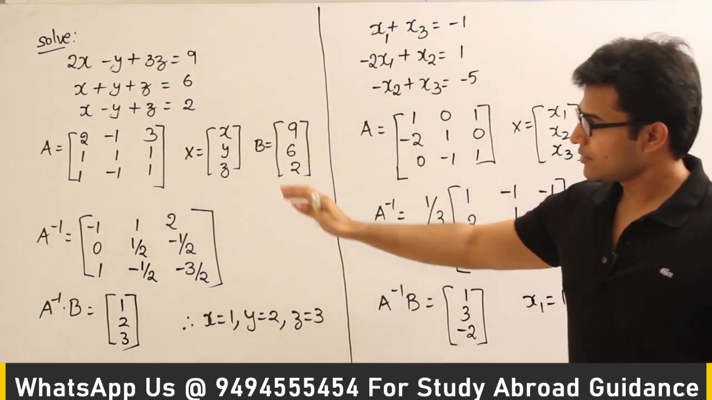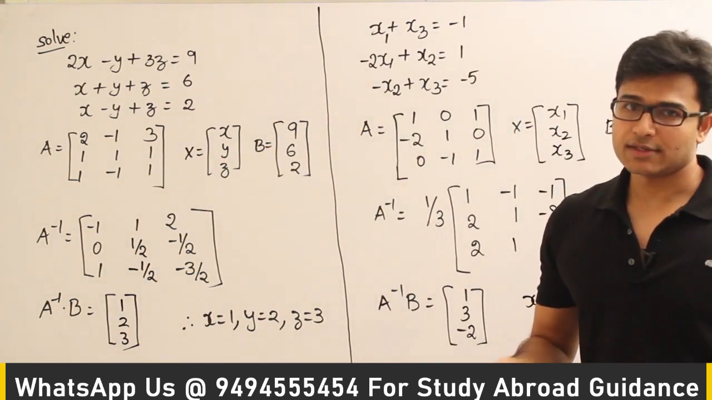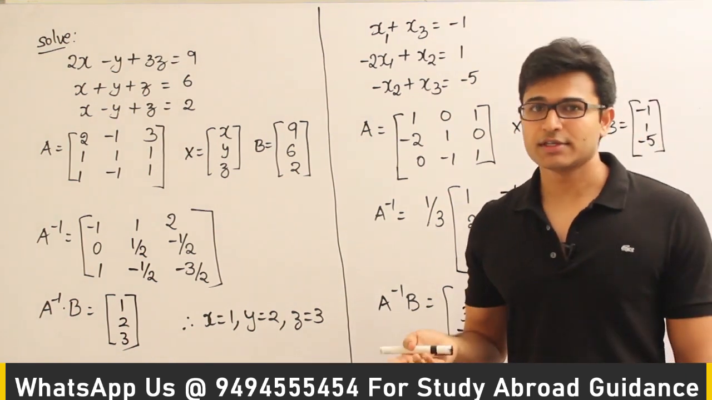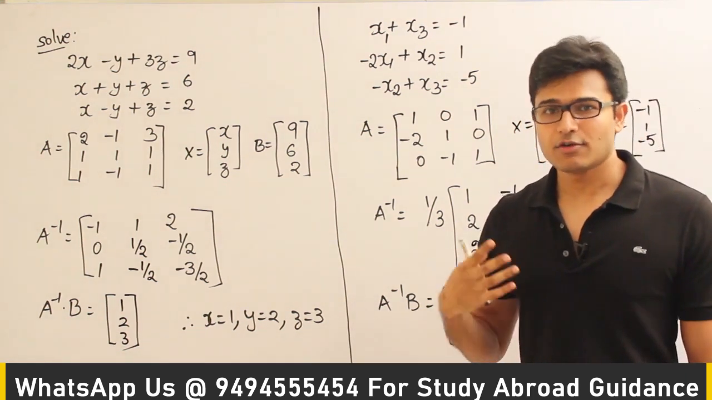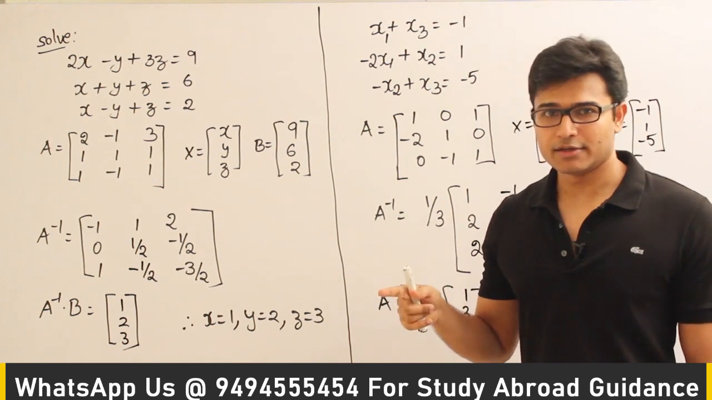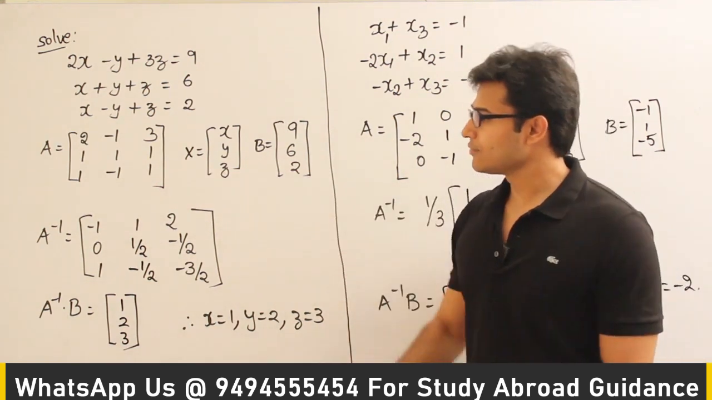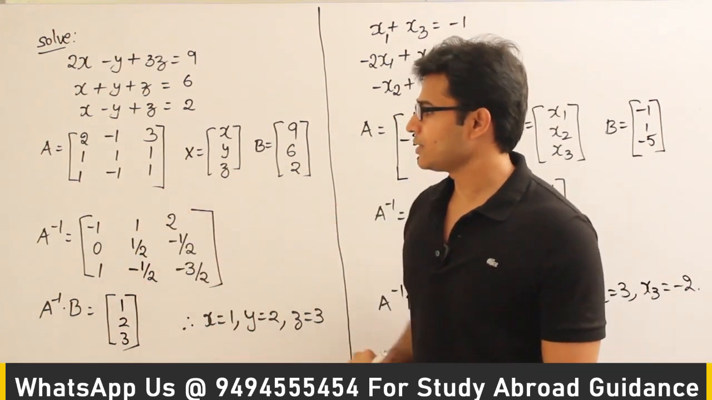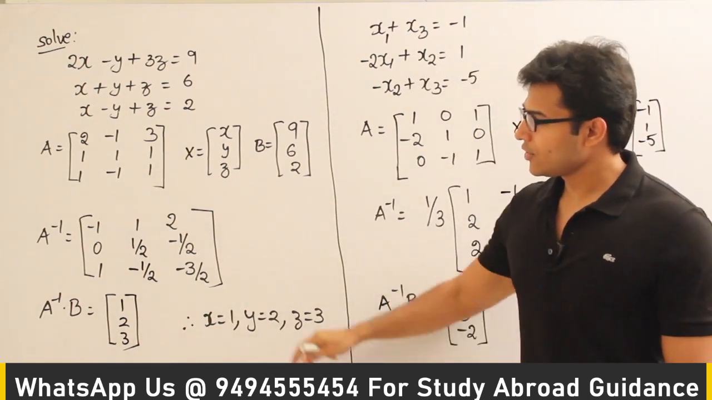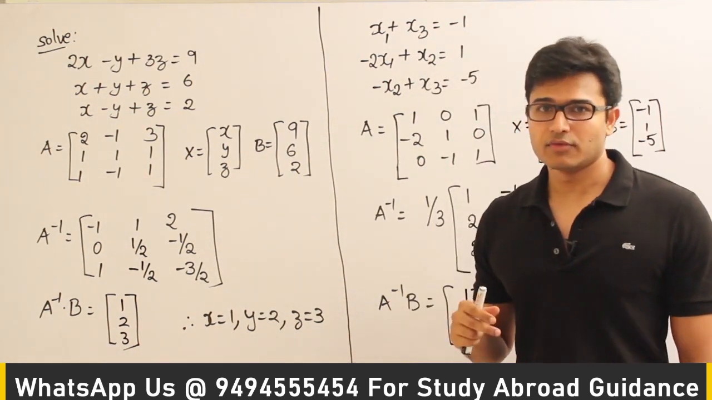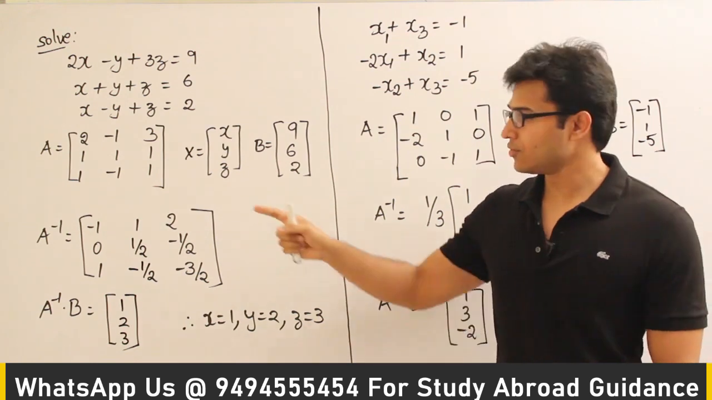So this entire method is based on the assumption that A inverse exists. In case A inverse does not exist, then we have to apply other methods. We shall see them later. So we are lucky that here A inverse exists. Therefore, I am able to find out the A inverse. I think you know how to find the A inverse. We discussed it earlier, that is why I am not doing it here.